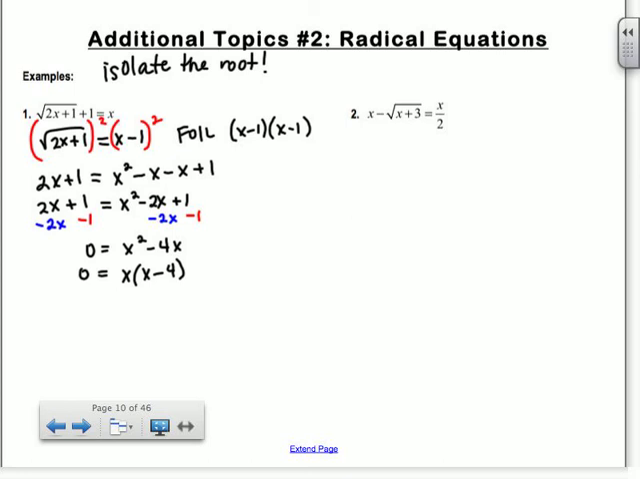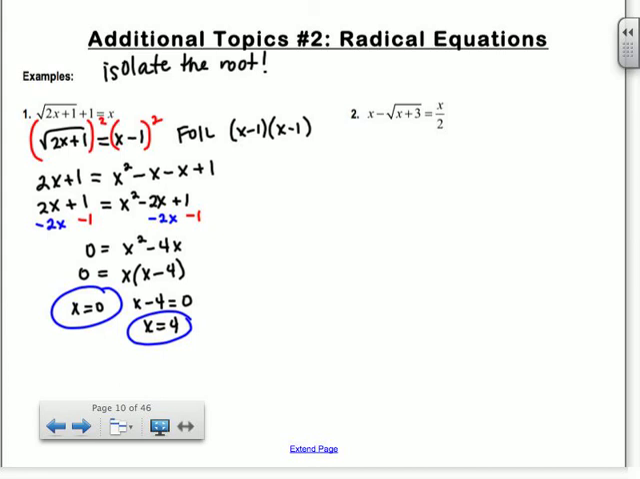So you have two things multiplying to be 0. So that means either x could be 0 or x minus 4 could be 0. So x equals 0 or x equals 4. Those are your solutions.